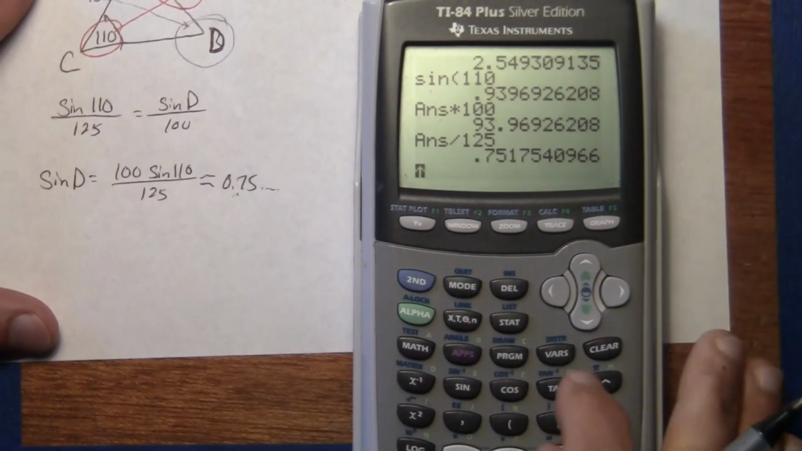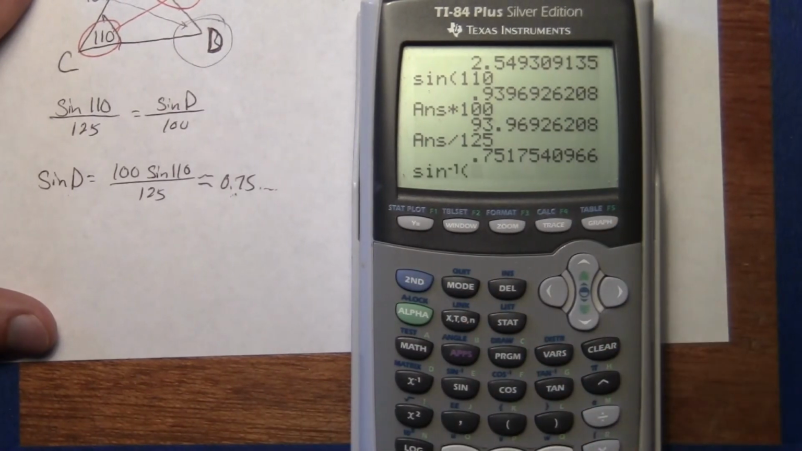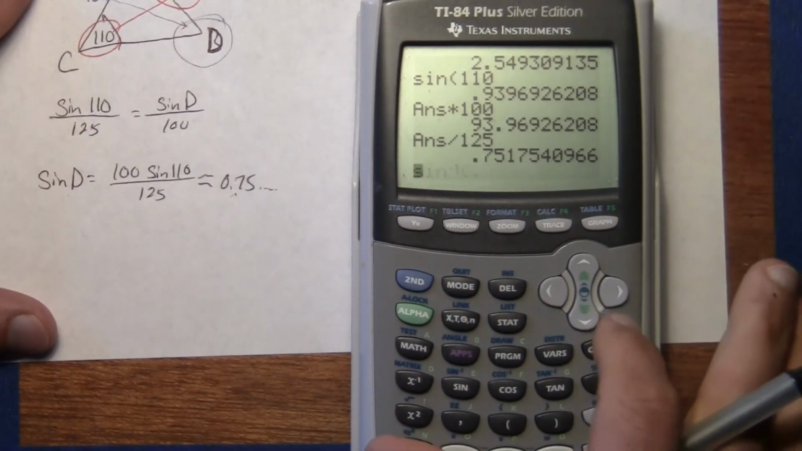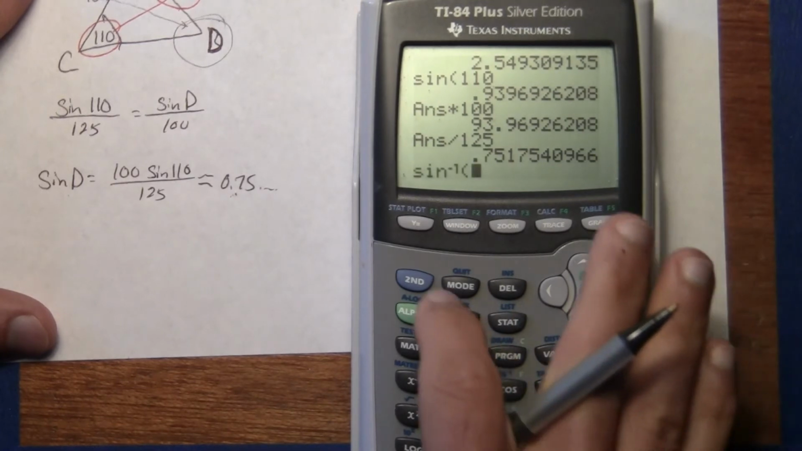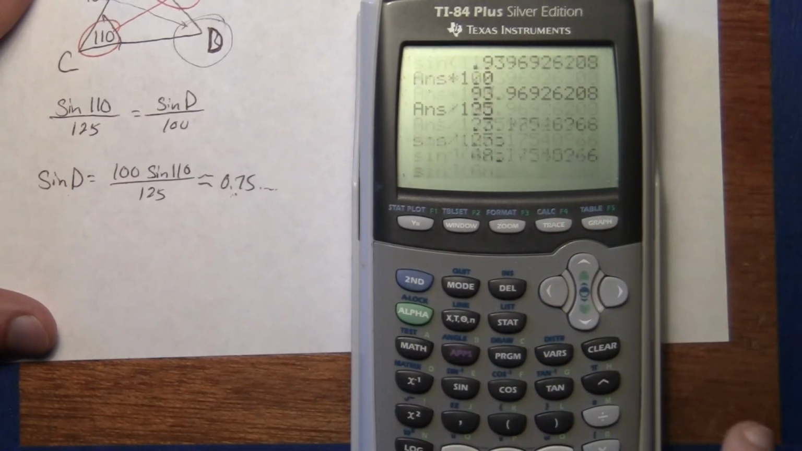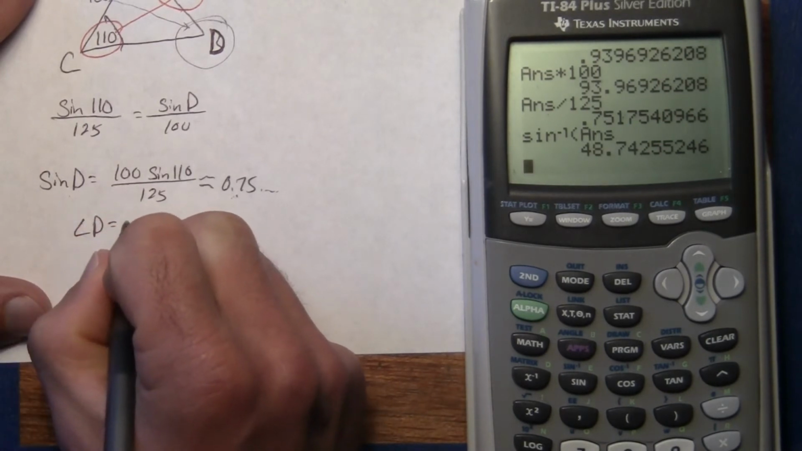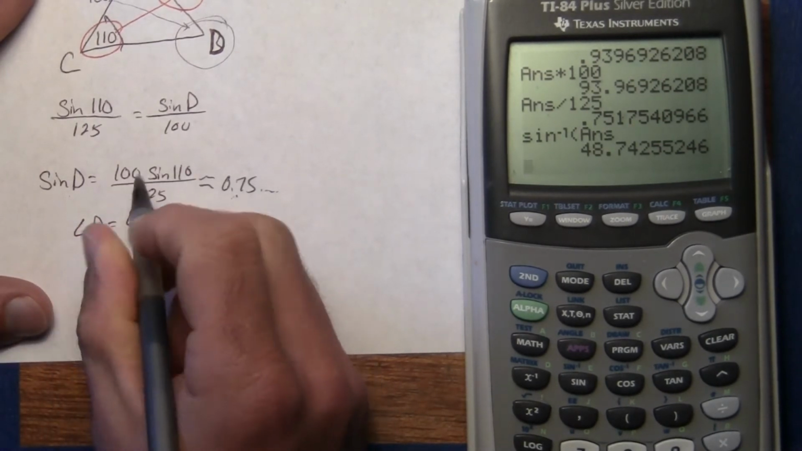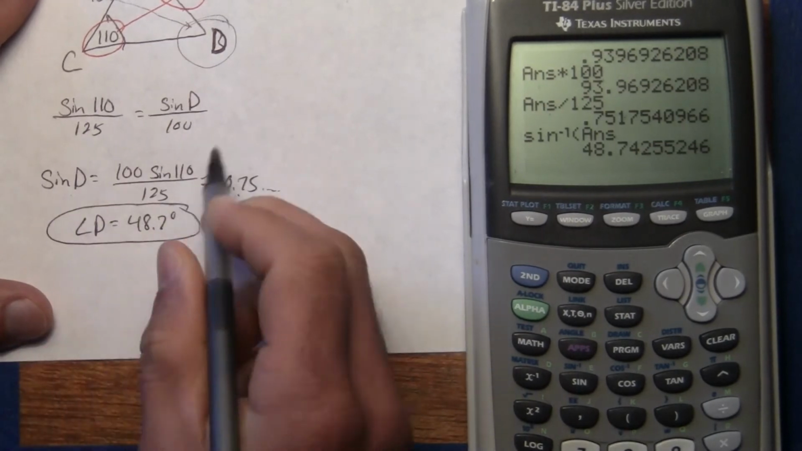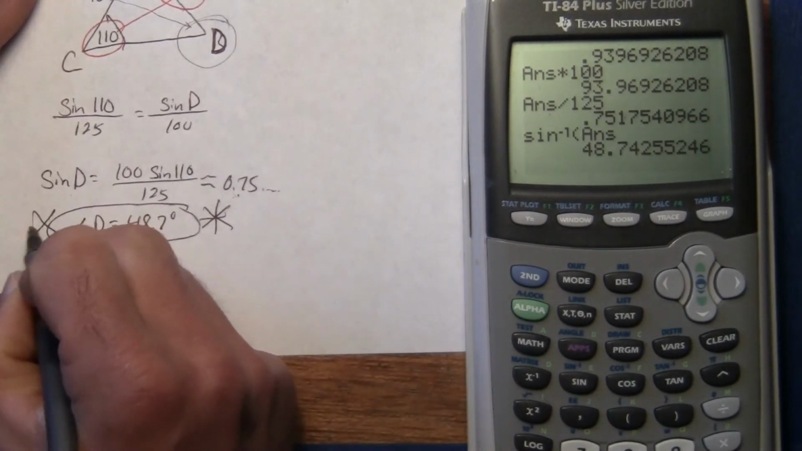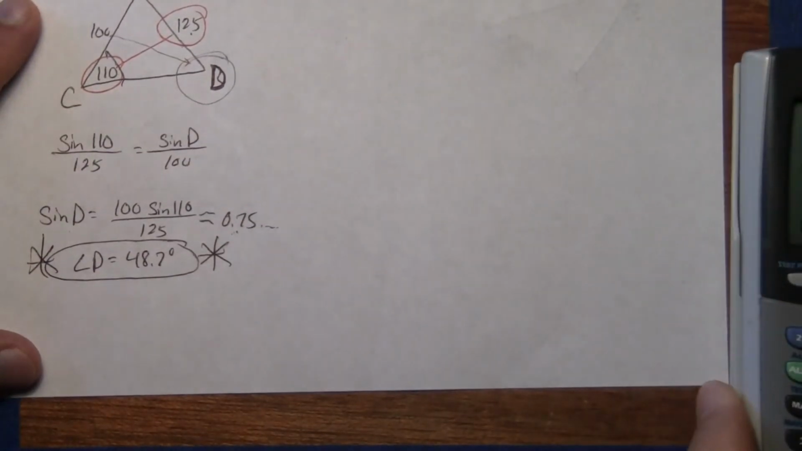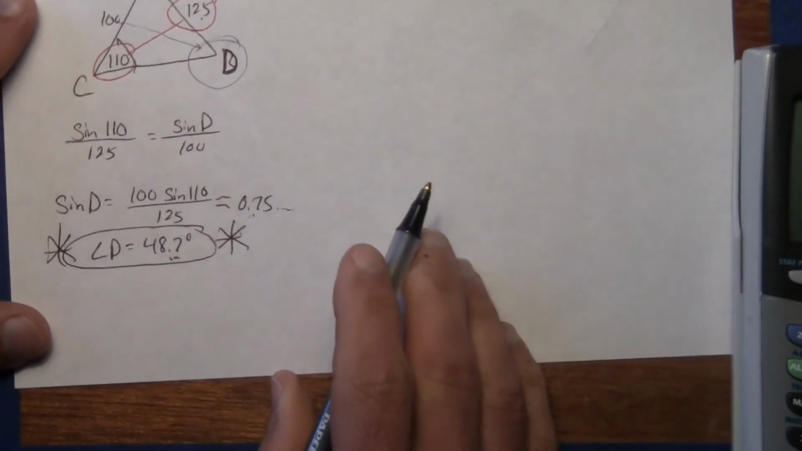Alright, I'm typing in sine inverse. Again, make sure you're in degree mode. 0.75, or I guess I'm just going to say previous answer. Hit enter, and I'm going to end up with angle D being approximately 48.7 degrees, and we'll just round to one decimal place for this. And again, this is something that I want to star, because when I go to check for the second triangle, I need to use that number.